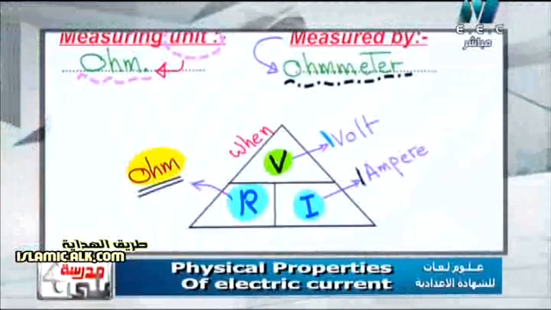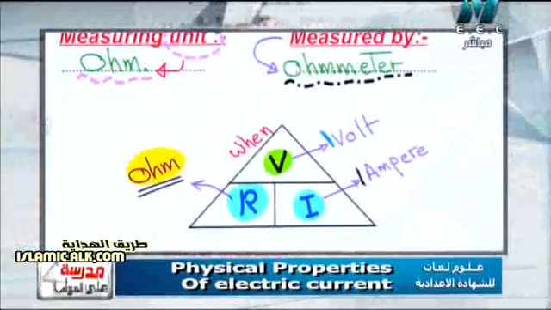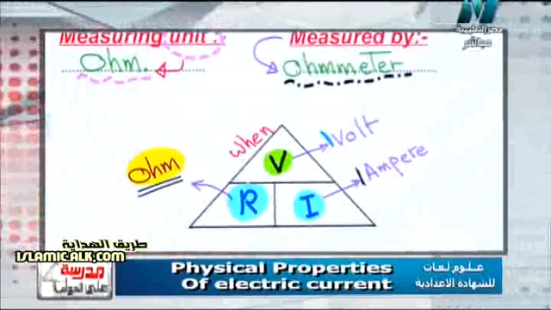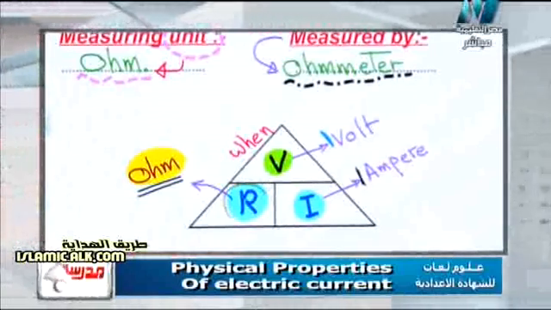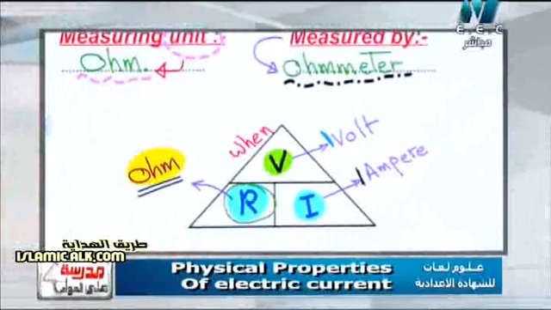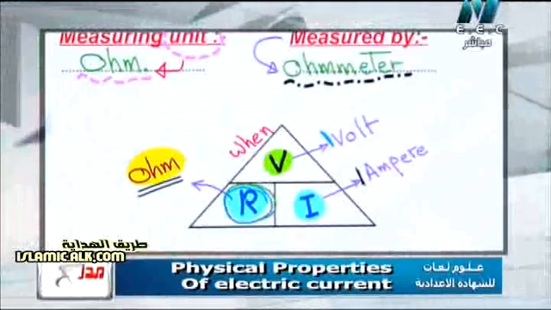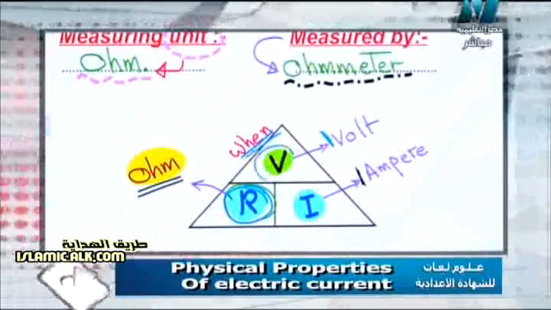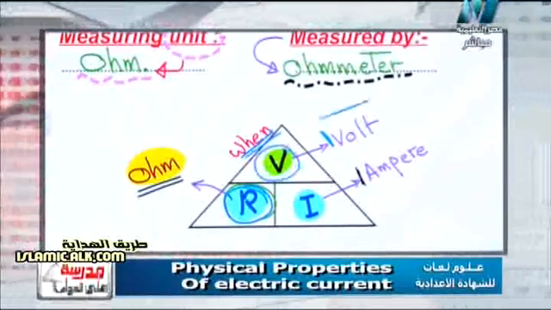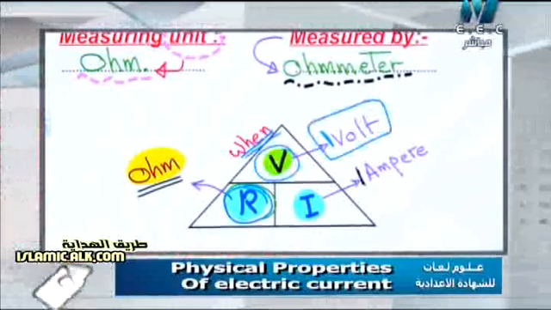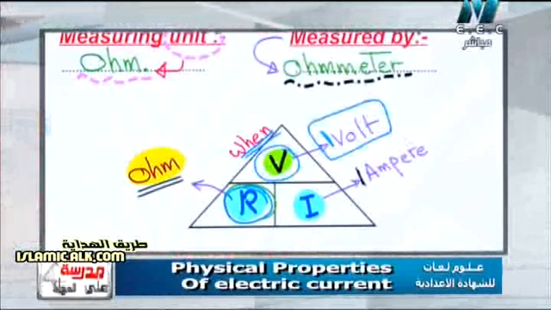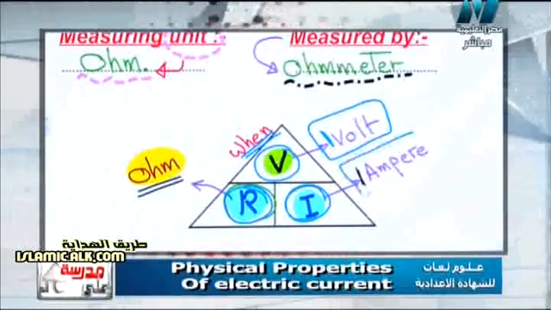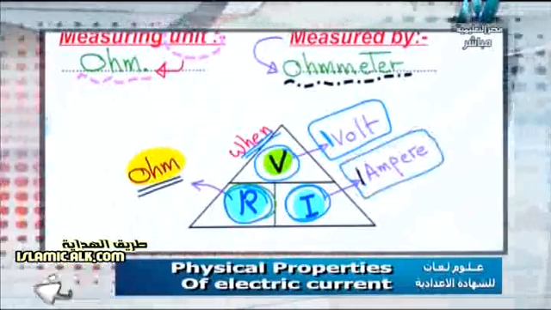But if we want to define ohm, we should define it from the mathematical law. How come? I would say it is the electric resistance when potential difference equals 1 volt and the electric current intensity equals 1 ampere. So we define now ohm.